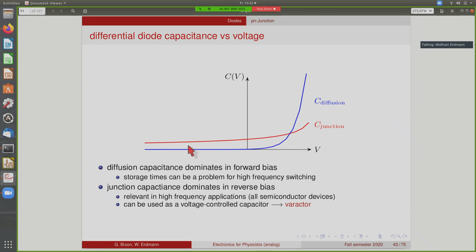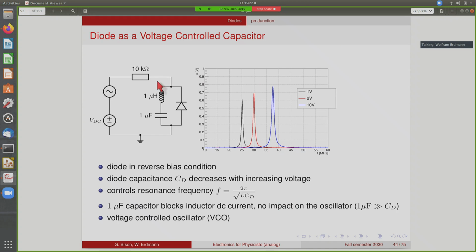But it can also be used. You can use this diode as a voltage controlled capacitor, and a diode that is used in this way is called a varactor. This is an example here, an example circuit.